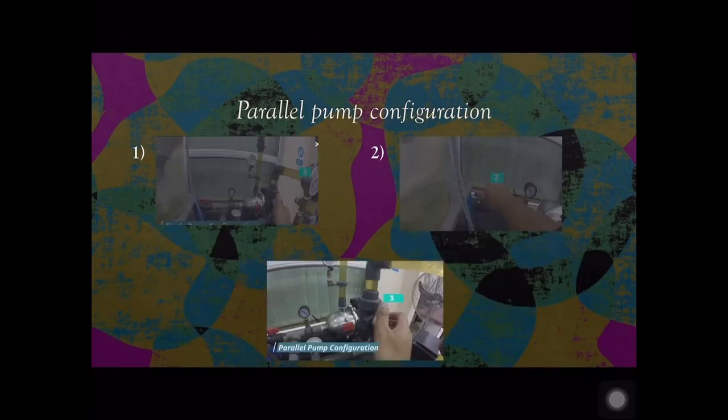Next is the parallel pump configuration. There are only two steps in this setup. The first step is to close the third valve by turning it to the right again. Then proceed to close the second valve at the back of the pump configuration. Afterwards, which is the last step, is to switch on the pump by turning it to the right.